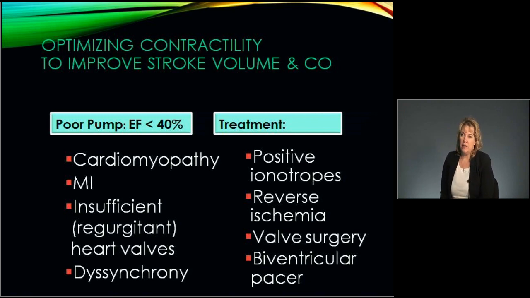Or also if they've developed dyssynchrony as a result of a bundle branch block or the dilation of the left ventricle. So management for those patients, if it is a cardiomyopathy, then we'll assess whether or not they would benefit from a positive inotrope, which will enhance contractility. Obviously, if it's an ischemic patient, then we need to look at catheterization, possibly stents or angioplasty, or even bypass surgery to help restore perfusion to the myocardial tissue.